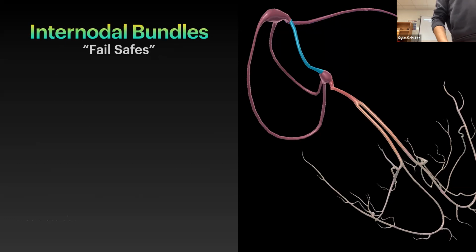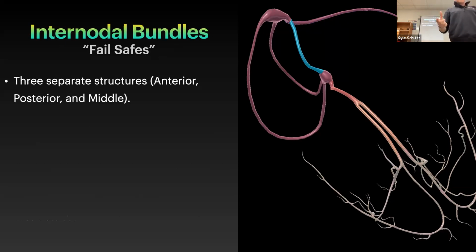Then we're going to get into the internodal bundles or internodal pathways. These are electrical fail-safes, is kind of the way that I like to think about it. And it really lends credence to the genius of the design of the heart. We have 3 separate structures: the anterior, the posterior, and the middle, again just in relation to where they sit in the heart.